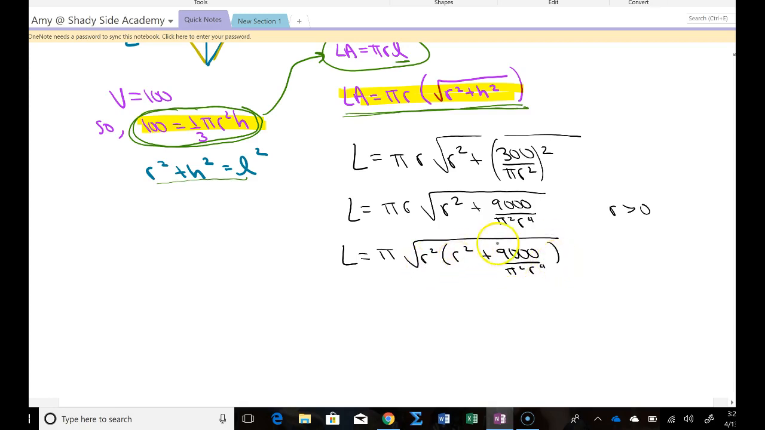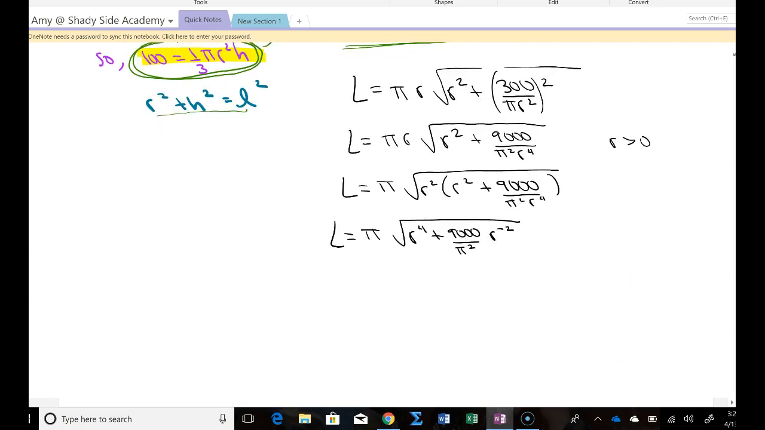And then I'm going to distribute. L equals pi times the square root of r to the fourth plus 9,000 over pi squared r to the negative second. Look what I did here, right? All I did was I wanted to make a mental note that 9,000 over pi squared is just a constant. It's just a number. It's not a particularly pretty number, not to be judgmental, but it's just a number, okay? And now I'm going to go ahead and minimize, take the derivative and do the calculus now.